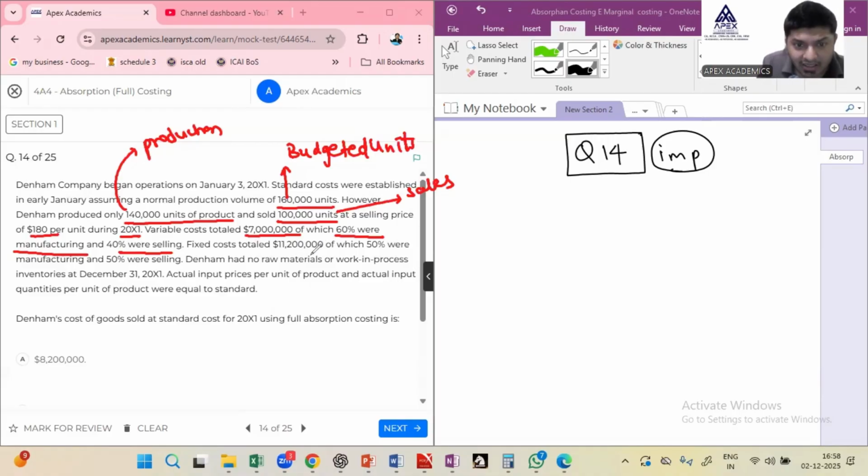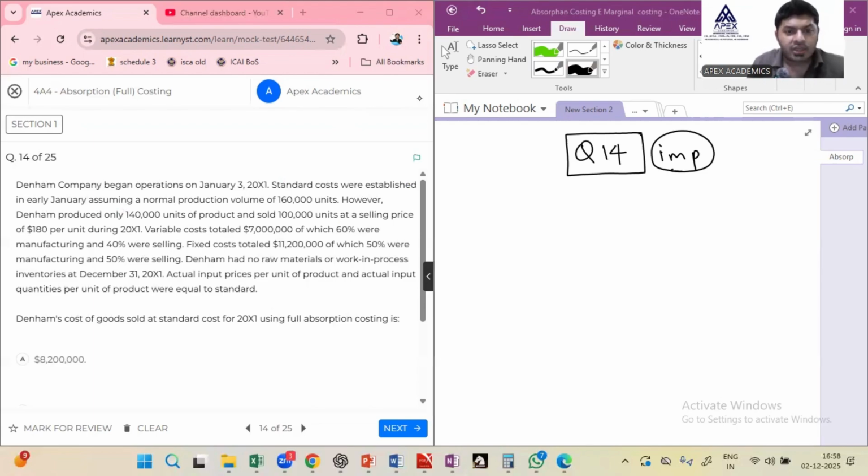Fixed costs are 1 crore and 12 lakhs, out of which 50% are manufacturing and 50% are selling. Denham has no raw material and no WIP. Means there is no inventory whatsoever of any kind of inventories.